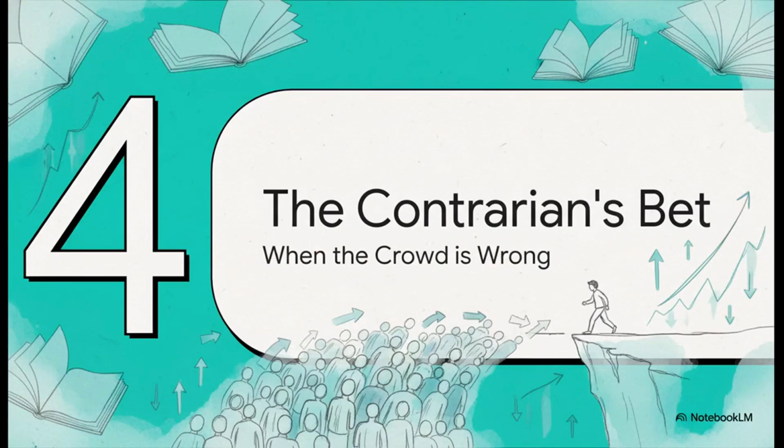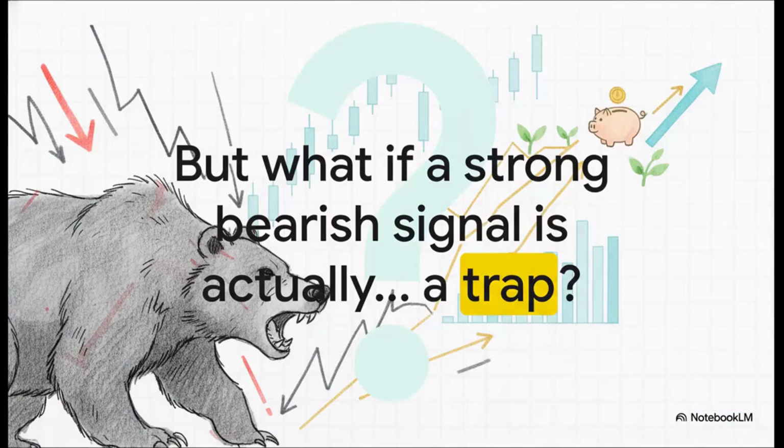Okay, so that's the textbook way of looking at it. But what if the textbook is sometimes wrong? What if following that crowd, following that momentum, leads you right off a cliff? Well, this is where the contrarians come into play. Yeah, this really is the million-dollar question, isn't it?